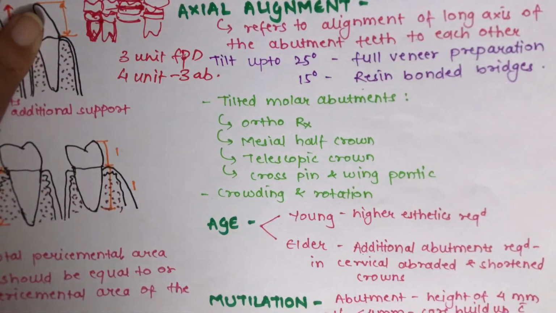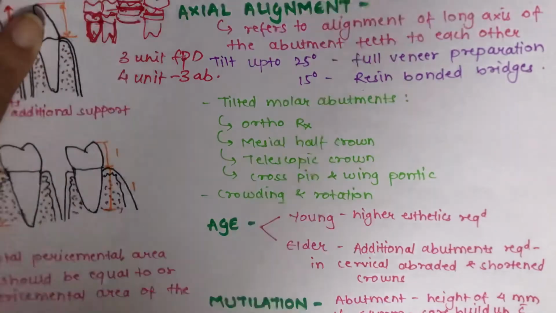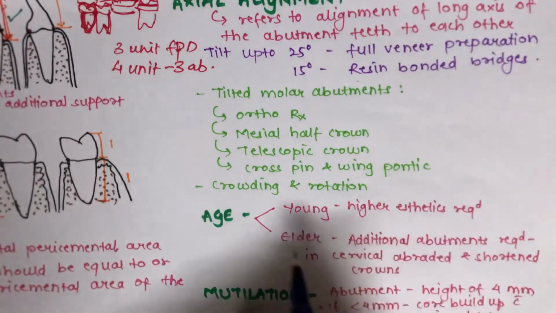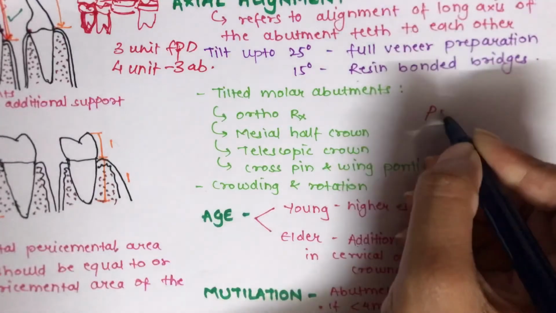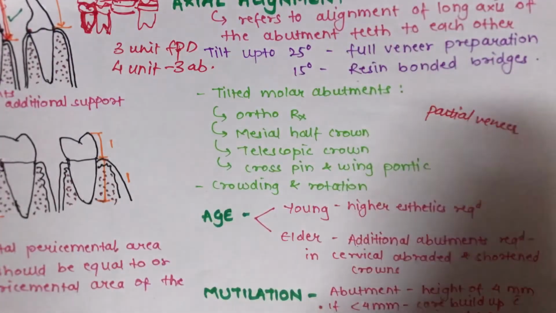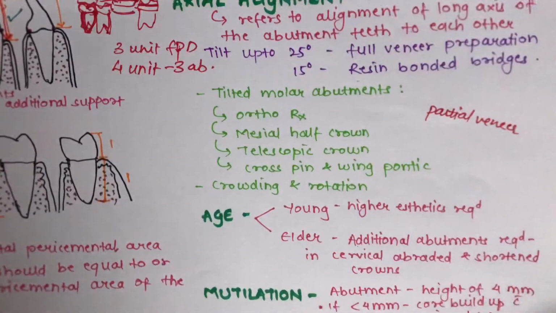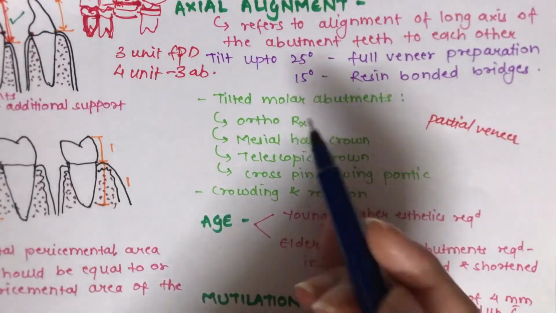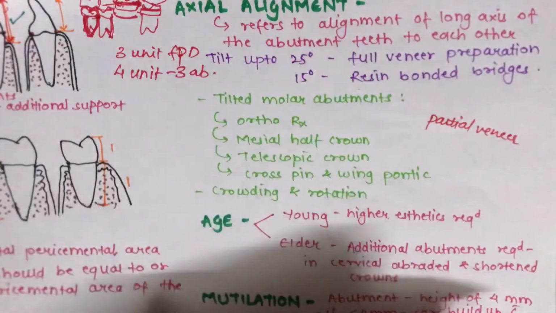The next thing in this axial alignment is crowding and rotation. If the abutment teeth are crowded and out of the arch, then either a partial veneer crown should be placed, or the crown should be modified after root canal therapy. In severe cases, the tooth should be extracted and replaced with the next eligible abutment. So that means if the abutment teeth are crowded, you can use a partial veneer crown. And if they are severely crowded, in that case you have to go for extraction of that abutment. So you have to use the adjacent abutment that is eligible. So this is about the axial alignment. That means if your abutment tooth is tilted, or if there is crowding present.